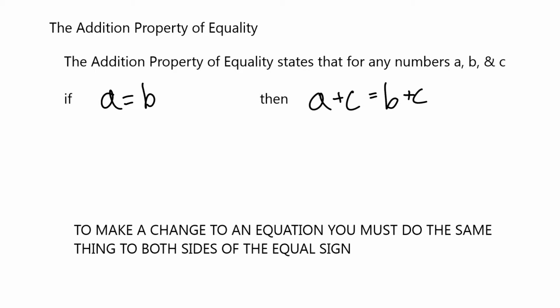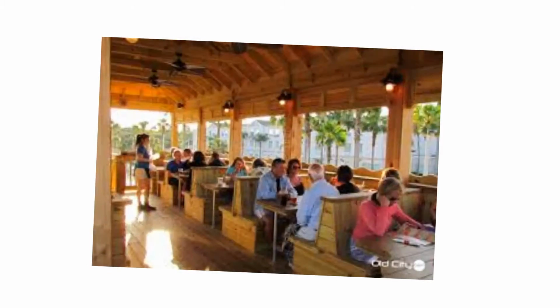This property also applies to subtraction. If a equals b, then a minus c must be equal to b minus c. You can add or you can subtract any number to an equation as long as you add or subtract it to both sides of the equation.